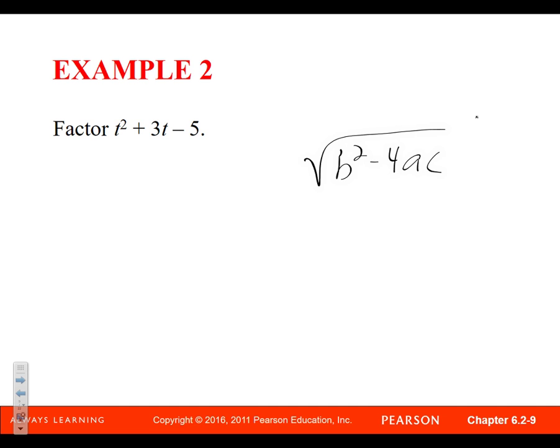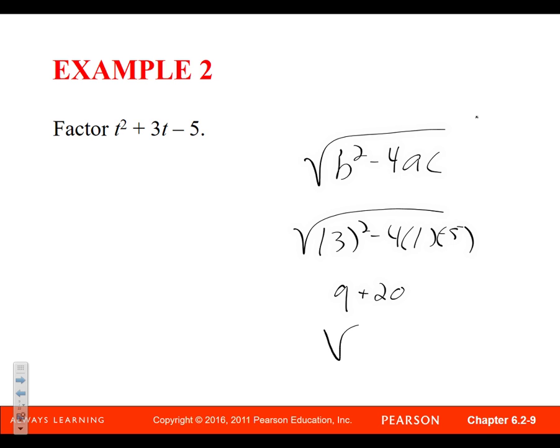And to check if something is factorable, we're going to plug the values in. So b squared minus 4 times a times c. b happens to be 3 here, a is 1, and c is negative 5. So 3 squared is 9 plus 20, that's 29. Now, question: does the square root of 29 have a whole number for its root? No. Which means you can't factor this.